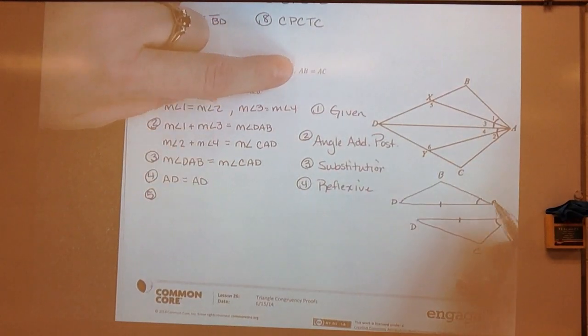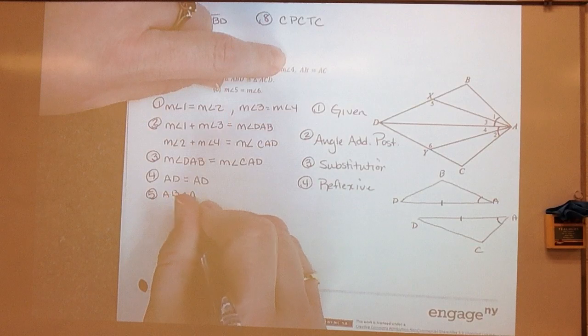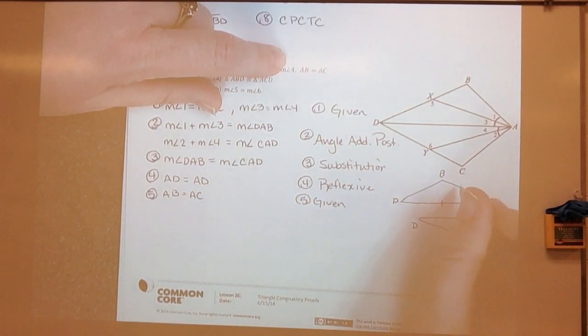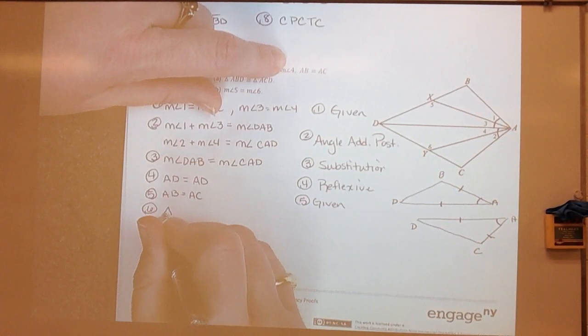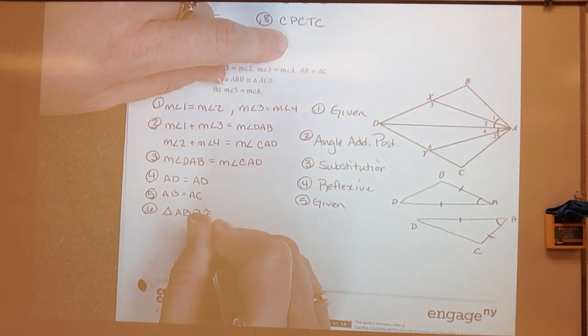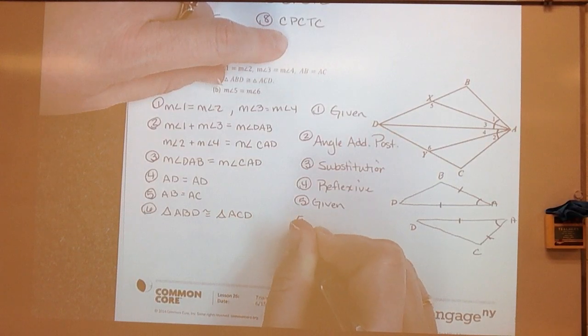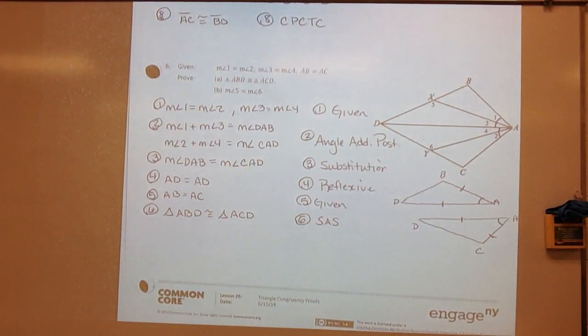But look at my given information, and we didn't write this down. We'll write this down. AB is equal to AC. Now I can prove my triangles congruent. Triangle ABD is congruent to triangle ACD by side angle side.